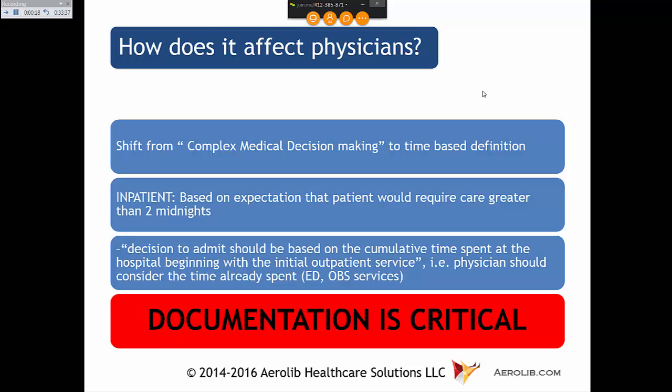The decision to admit is based on cumulative time spent at the hospital, beginning with the initial outpatient service. And this is what CMS defined with the 2 midnight rule.